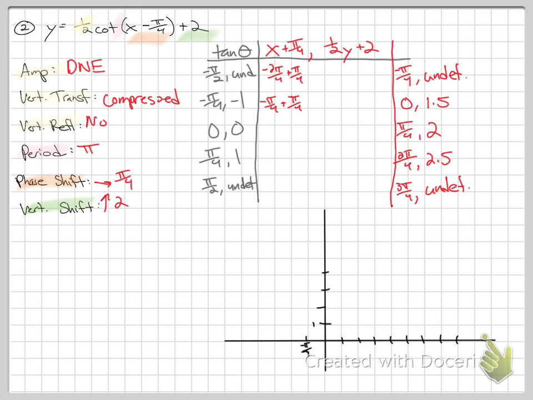I'm doing this in gray because this is tangent and we are trying to graph cotangent ultimately. Negative pi over 4 is undefined. 3 pi's over 4, so my third tick mark is undefined. 0 is 1.5. Pi over 4 is 2. And 3 pi over 4 is 2.5. See how close these dots are together? That's because it was compressed, right? Tangent's vertical distance between those dots is usually bigger, but this one was compressed.